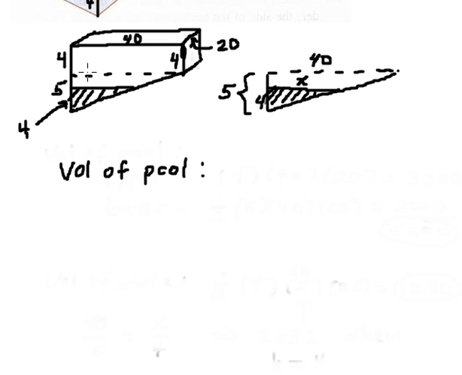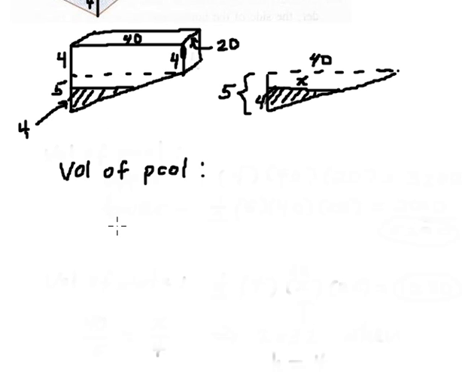Notice the shape of the swimming pool. The swimming pool is made up of a solid rectangle above the dotted line, this dotted line, and a right triangle, a thickened right triangle below the dotted line. That's actually called, it's a type of cylinder where the base, rather than being a circle, is a right triangle. It's a type of cylinder.